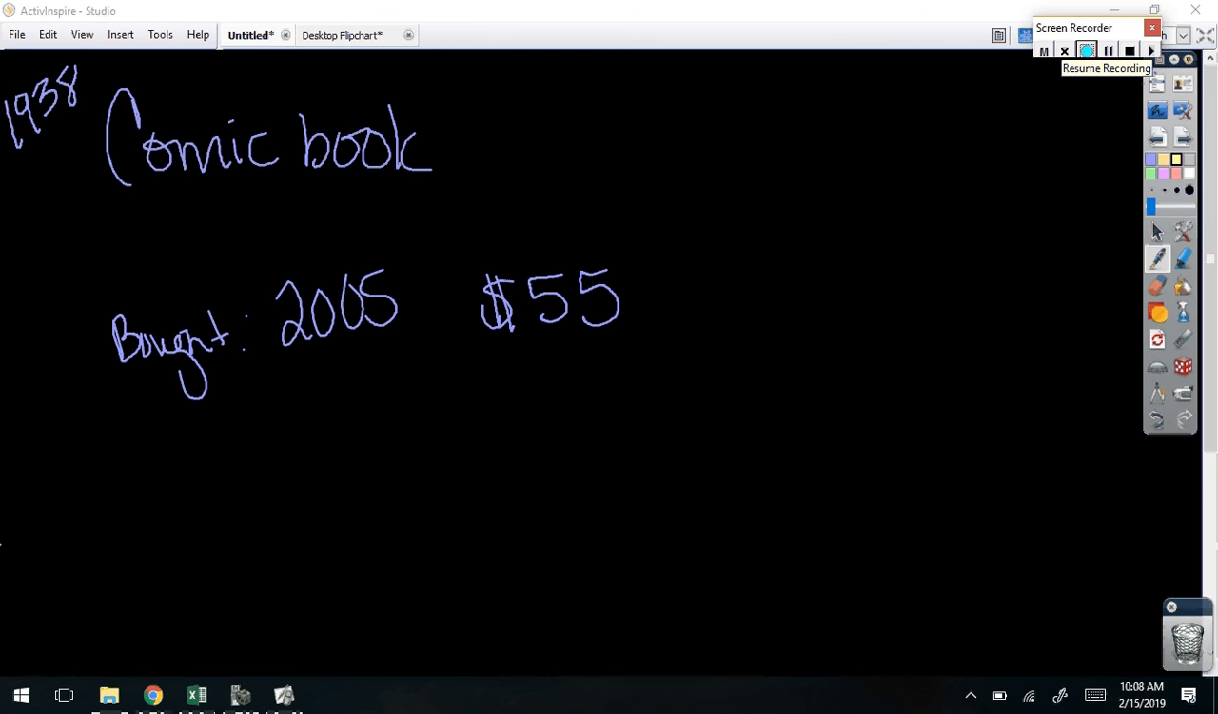All right, so let's say that every year this comic book increases 2.8%. It's in the problem. The problem literally reads, the owner of an original copy of a 1938 comic book sold it at an auction. He had bought it for $55. The value of the comic book increased at a rate of 2.8% per year.